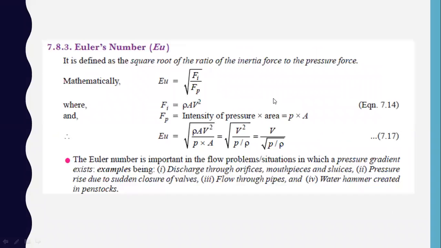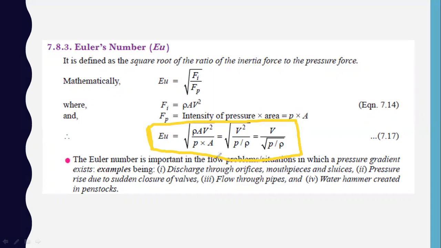Next one is the Euler's number. It is defined as the square root of the ratio of inertial force to the pressure force. Once again, if we simplify these terms, we get the Euler number equal to V divided by root of P divided by rho.